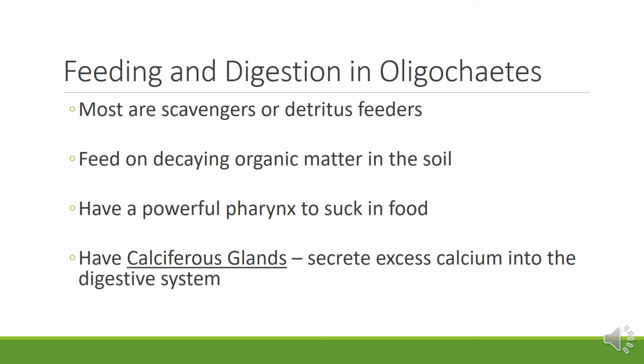Feeding and digestion in oligochaetes. Most are scavengers or detritus feeders. Remember, detritus is that organic waste. They feed on decaying organic matter in the soil. They have a powerful pharynx to suck in food. They suck in a whole bunch of dirt and food, and then their digestive system filters out the good stuff. These guys have calciferous glands, which secrete excess calcium into the digestive system, where it can then get released to the environment. The soil has a lot of extra calcium in it from rainwater and stuff leaching calcium down into it. So to be able to get rid of that excess calcium is a really useful adaptation.